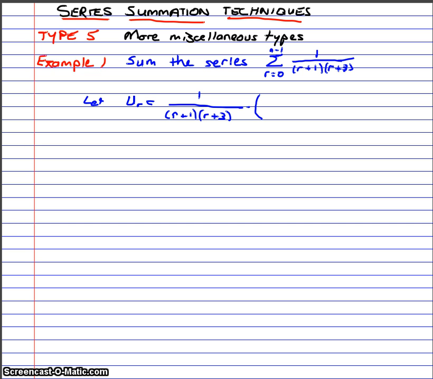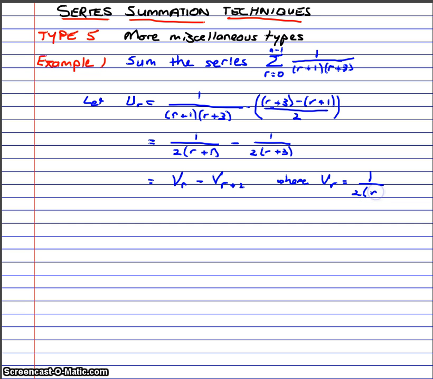Okay, so we need to multiply it by the last factor, r plus 3, minus the first factor, r plus 1, and divide that by the difference between them, which is 3 minus 1, which is 2. Okay, and taking it further, we end up with 1 over 2 times (r plus 1) minus 1 over 2 times (r plus 3). That we can class as v sub r minus v sub r plus 2, where v sub r is equal to 1 over 2 times (r plus 1).